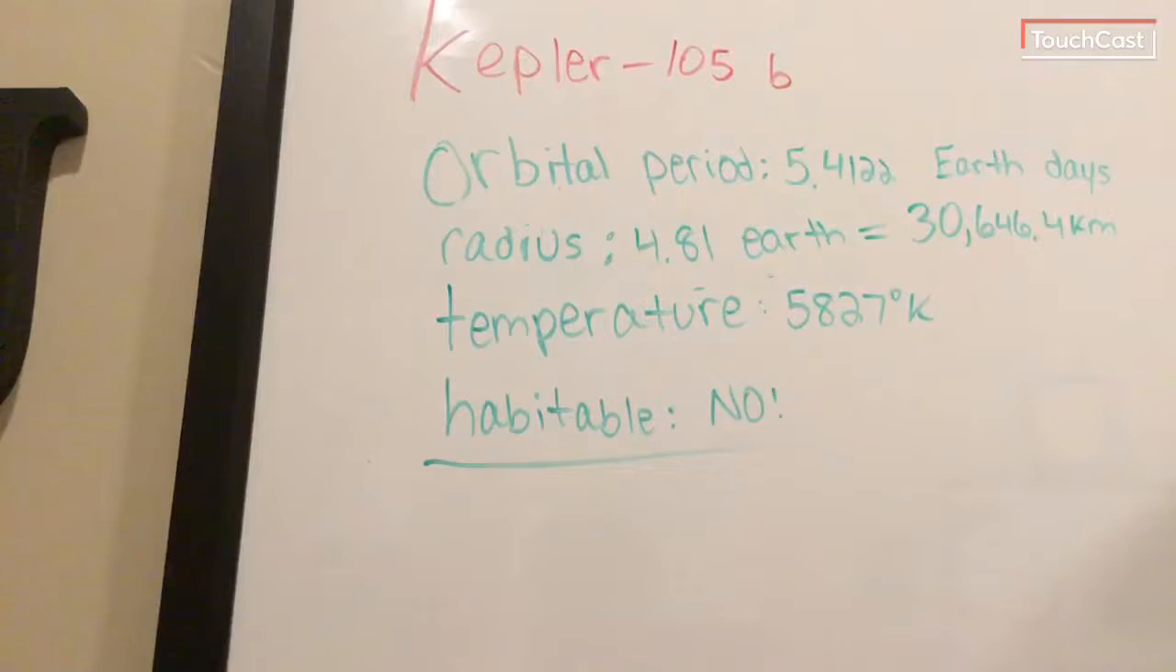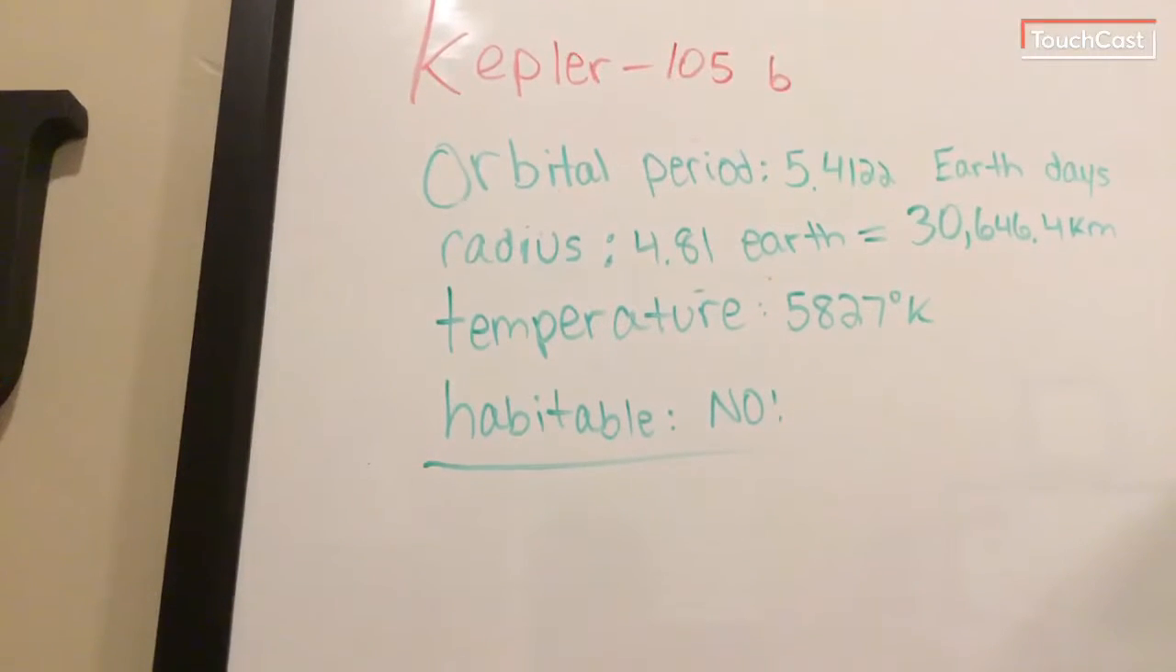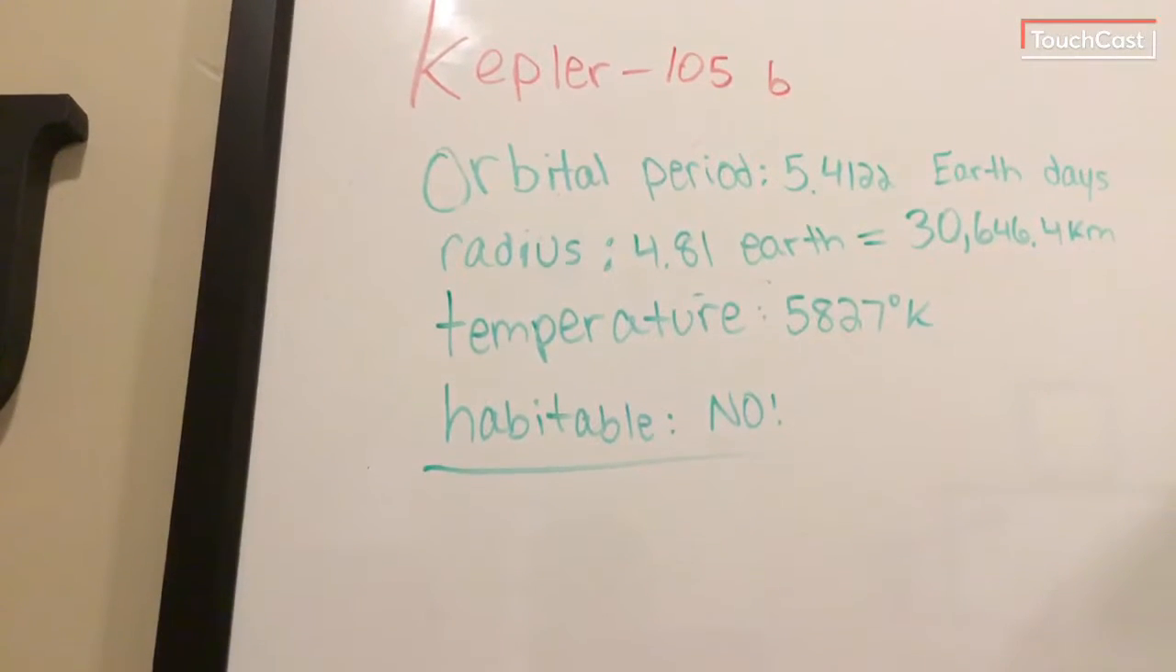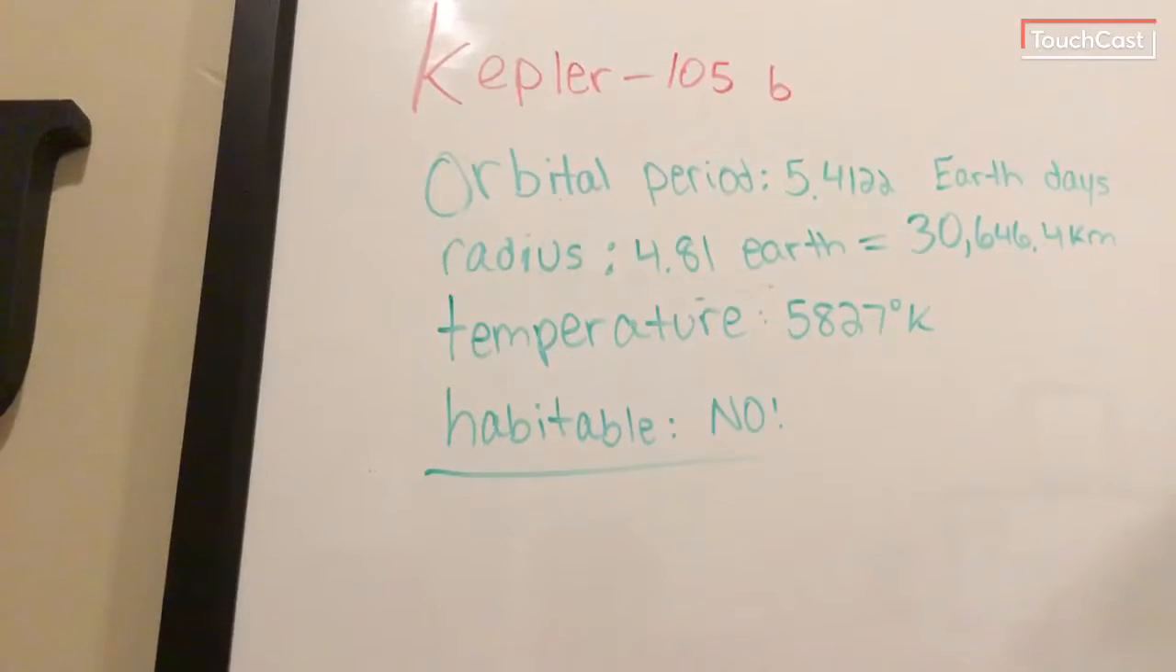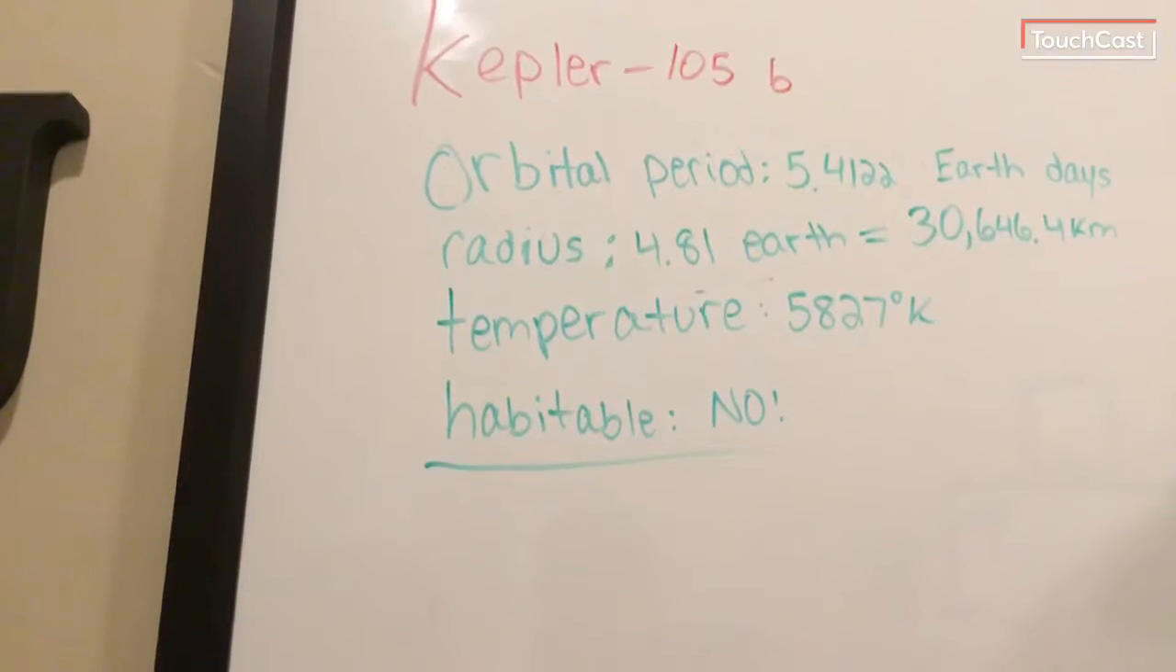Kepler-105 has a magnitude of 11.5. Magnitude is the ability to be seen by the human eye. This magnitude is just above the magnitude of the faintest star, which is 6.5 magnitude.